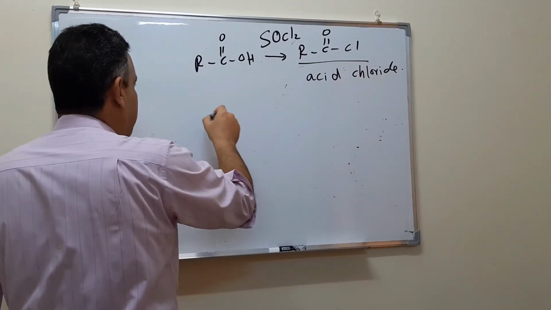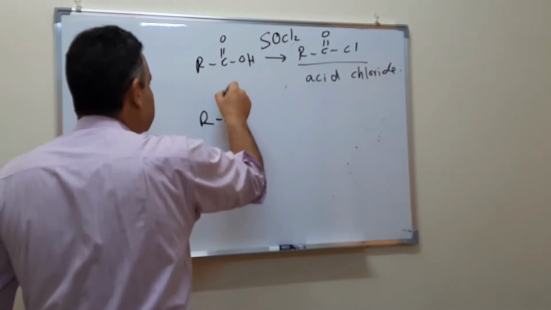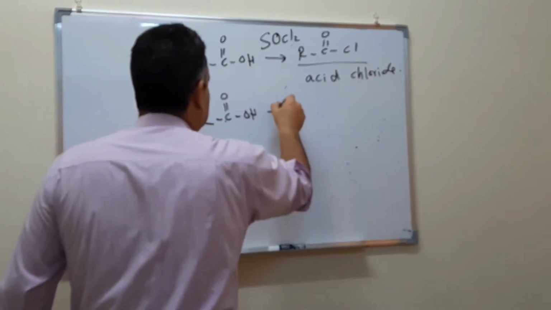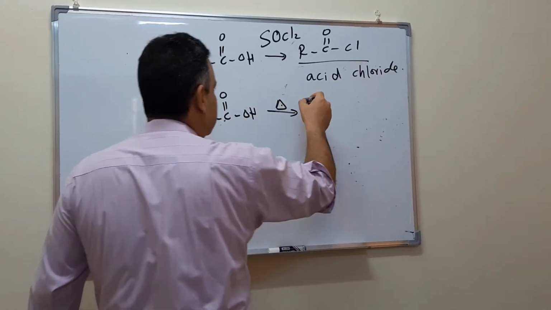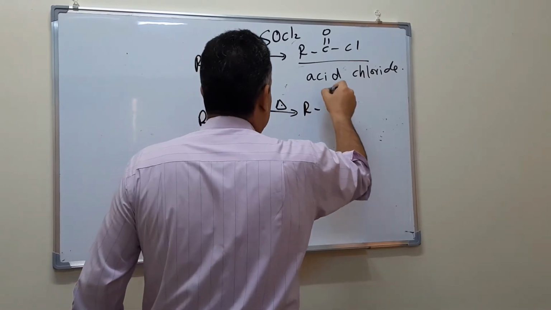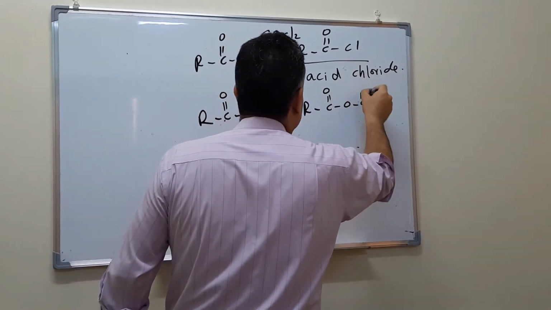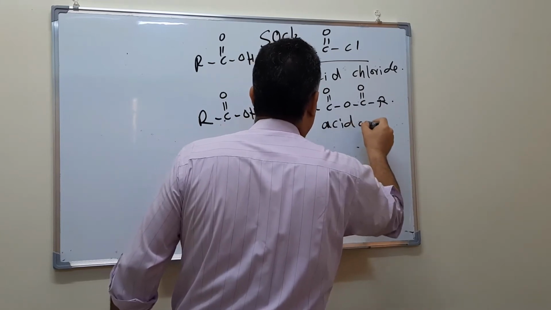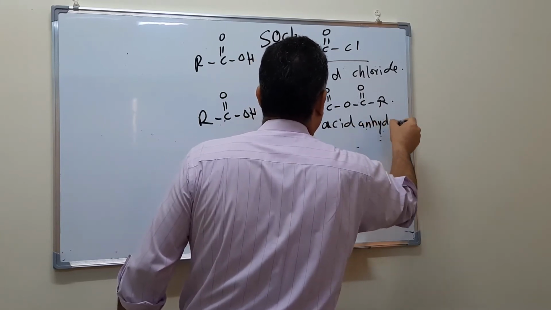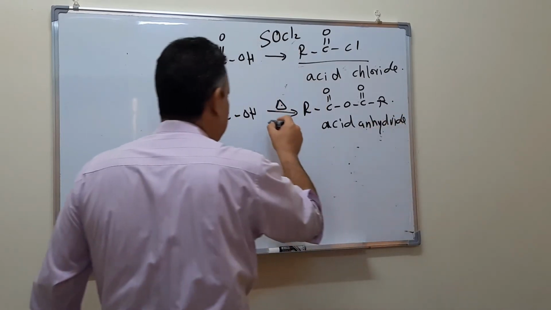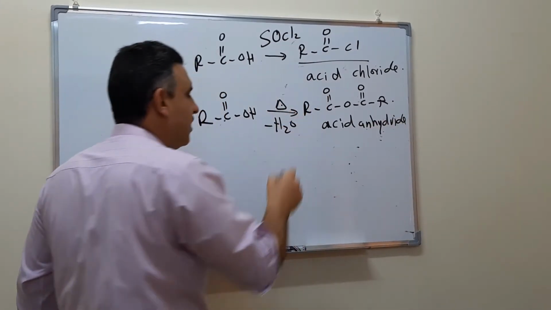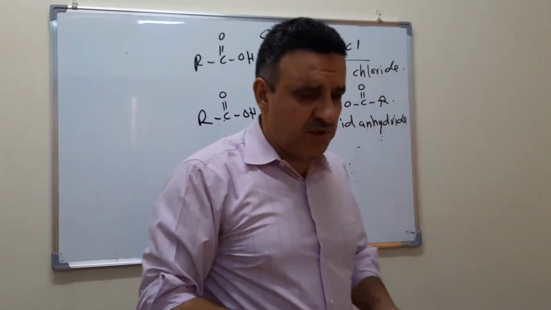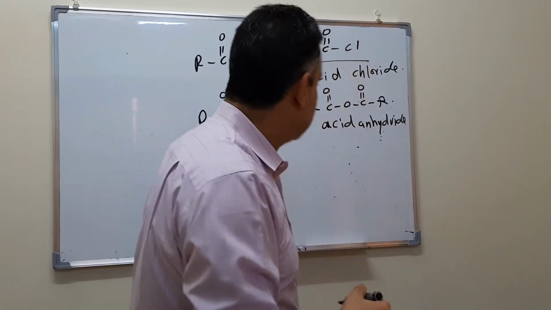If we heat up any carboxylic acid, we can convert this into the acid anhydride. So this is acid anhydride by heating up this carboxylic acid salt. It's as if we are just removing a water from two molecules of the same carboxylic acid.